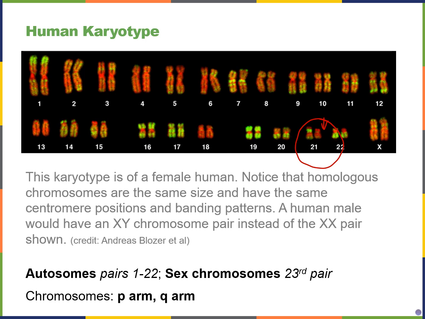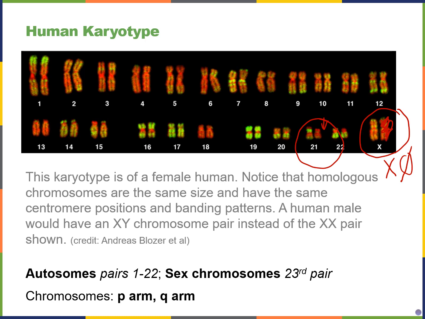We could also see, for example, if someone has an abnormal number of chromosomes in the sex chromosomes. There's something called Turner syndrome, where a female might have only one X chromosome and the other one would be missing. There would be nothing right here.